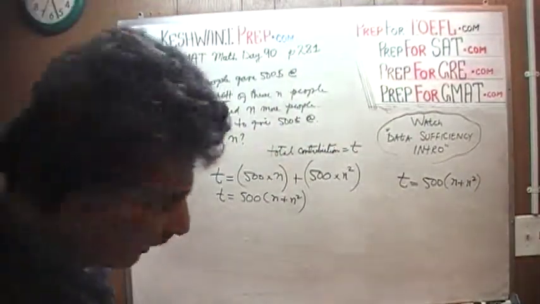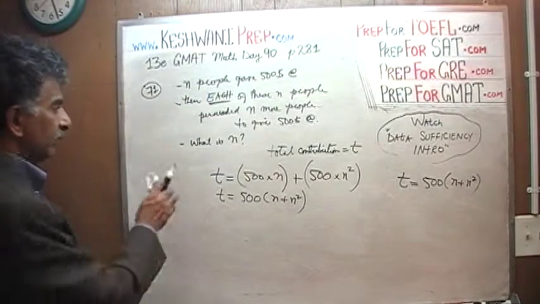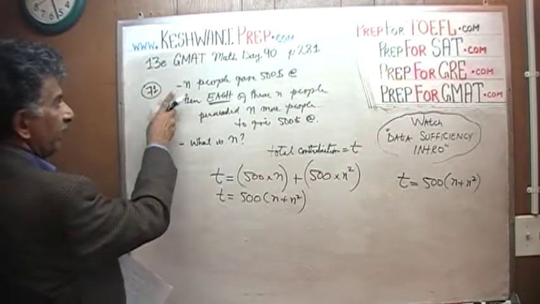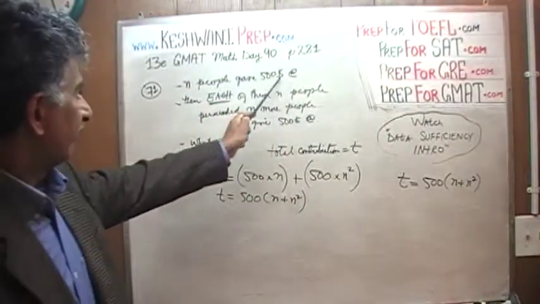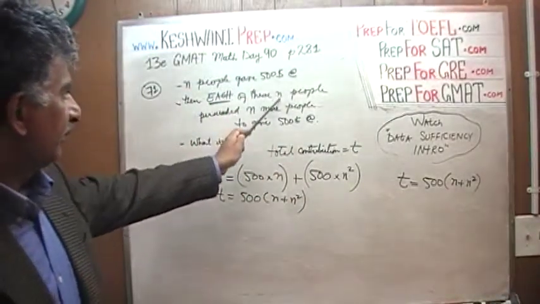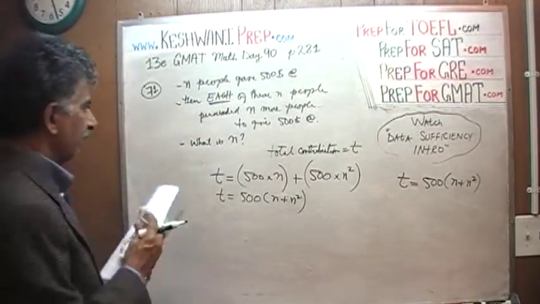Now we are ready to look at the two statements. So I'm going to erase all of this here on the top because I need the room. N people gave $500 each. Then each of these N people persuaded N more people to give $500 each. Question is, what is N?